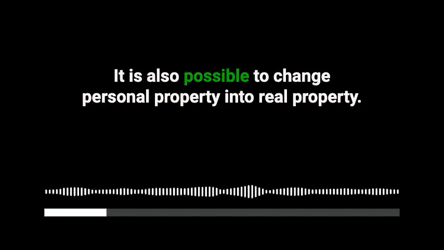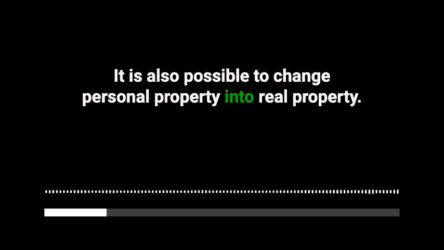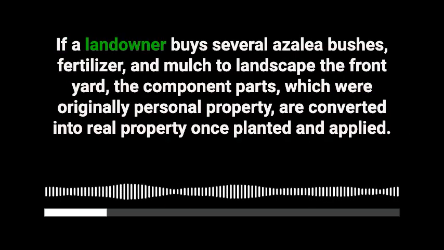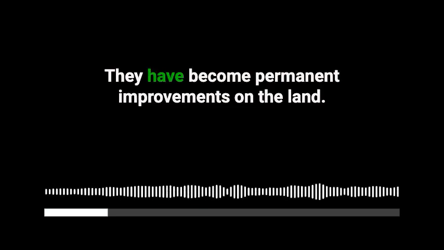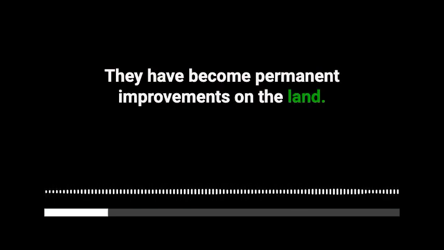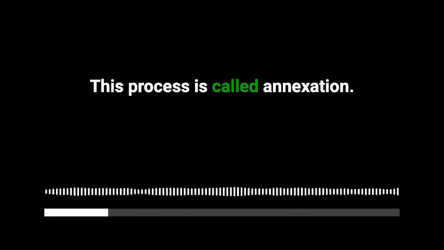It is also possible to change personal property into real property. If a landowner buys several azalea bushes, fertilizer, and mulch to landscape the front yard, the component parts, which were originally personal property, are converted into real property once planted and applied. They have become permanent improvements on the land. This process is called annexation.